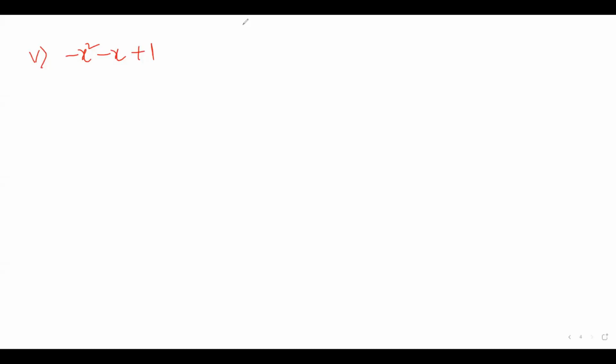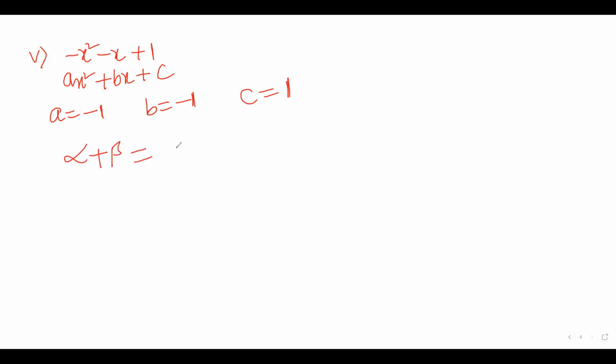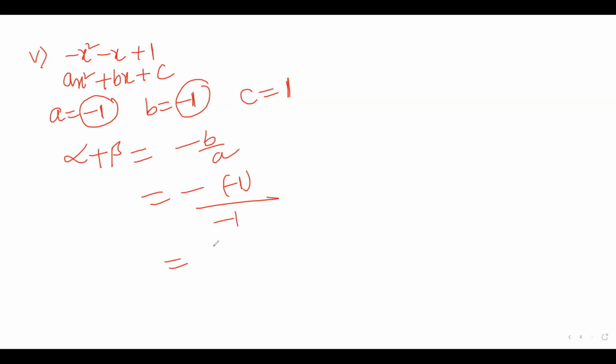In the fifth one, the quadratic polynomial is minus x square minus x plus 1. Standard form is ax square plus bx plus c. Write down the a, b, c values. What is the a value? Minus 1. b is again minus 1. c is equal to 1. Sum of zeros is given by minus b by a. What is b? Minus 1. a is minus 1. So minus of minus 1 by minus 1 is minus 1.